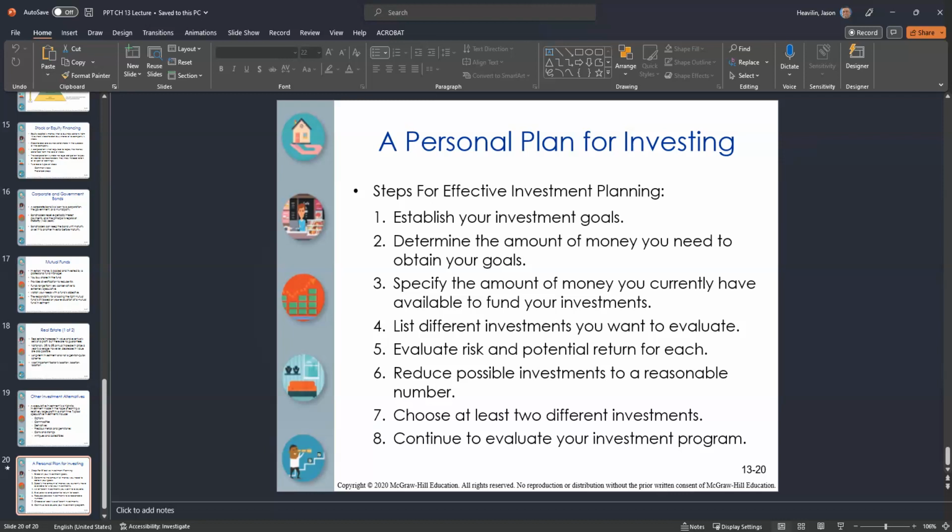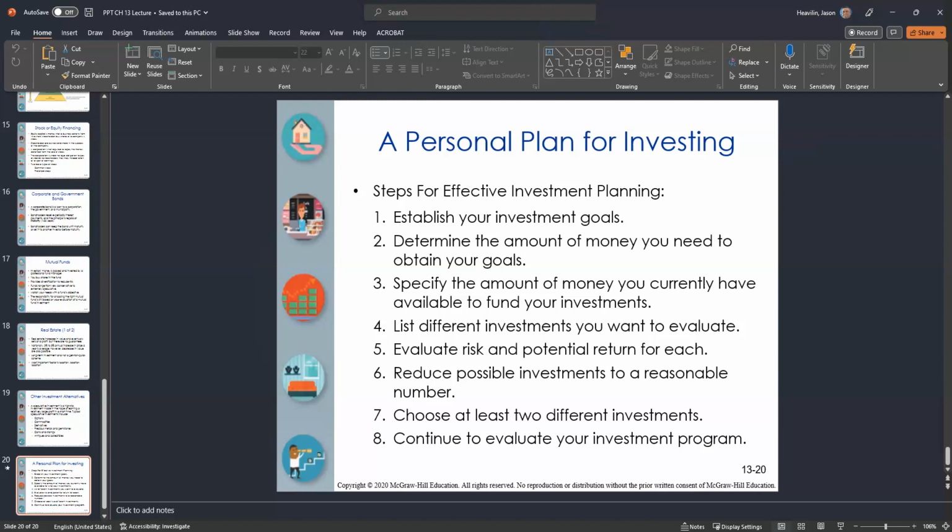Specify the amount of money you currently have available to fund your investments. Just look at what you have, see what adjustments you can make. And it's not just how much money you have now, but also how much you can continue depositing periodically. And that goes back to those sacrifices you have to make, like not eating out as often. List different investments you want to evaluate. At that point, you're starting to choose which portfolios, investment bonds, etc. you would like to be in.